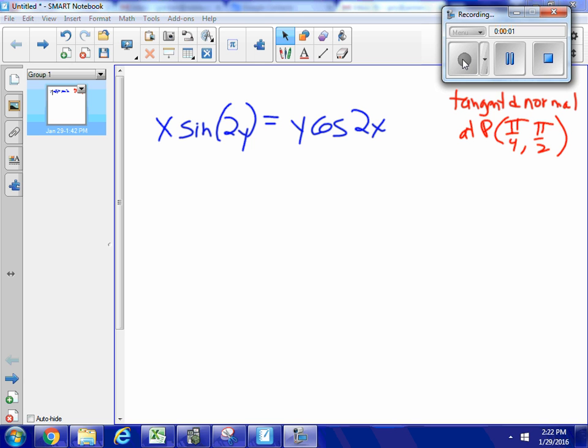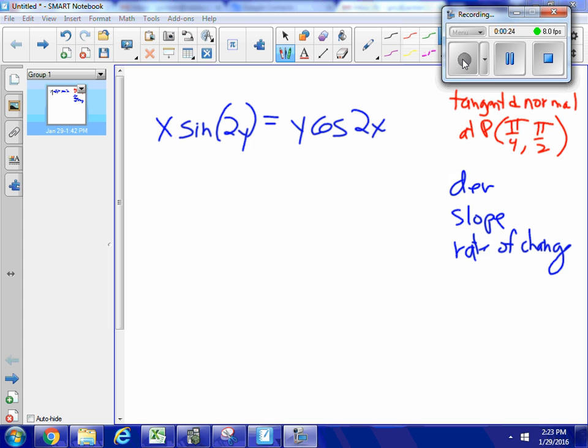Problem: I need to find the tangent and the normal line at the point P, pi over 4, pi over 2 for this curve. So we've got to remember that the derivative is equal to the slope of the tangent line, which is equal to the rate of change. All the same thing. So in order to find the equation of the tangent line at this particular point, well, I already have the point.